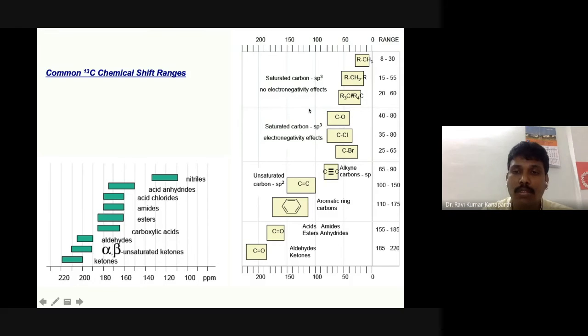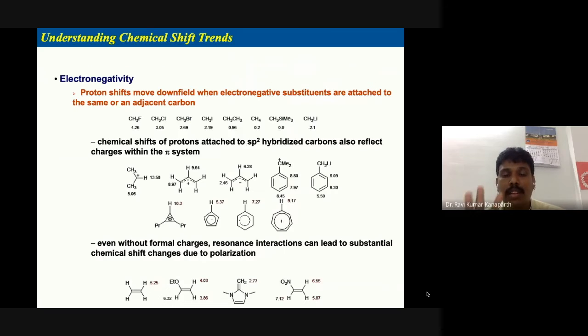Okay, and alkyne carbons will be seen in this region, and unsaturated sp2 carbons will resonate in this region, and the aromatic carbons will be seen at 110 to 160 or 175. Then the carbonyl carbons present in acids, esters, amides and anhydrides, etc., will be seen in this region, 155 to 185. Then aldehydes and ketones will be seen in this region, 185 to 220. Okay, so these are the tables that you should try to remember.